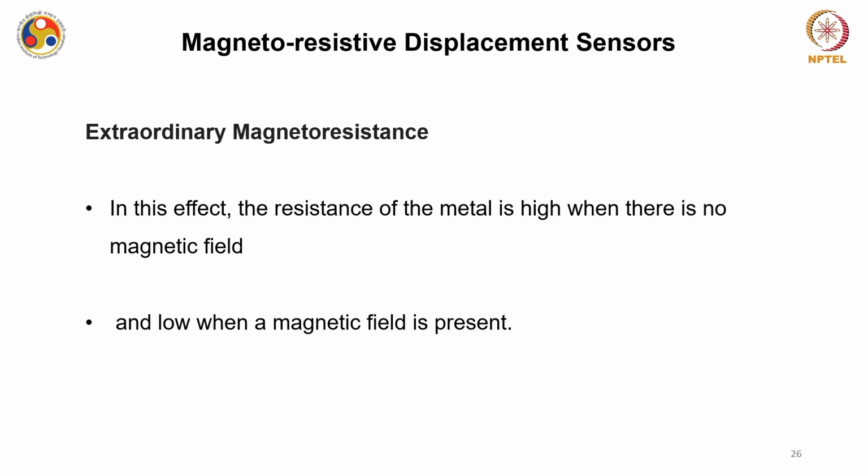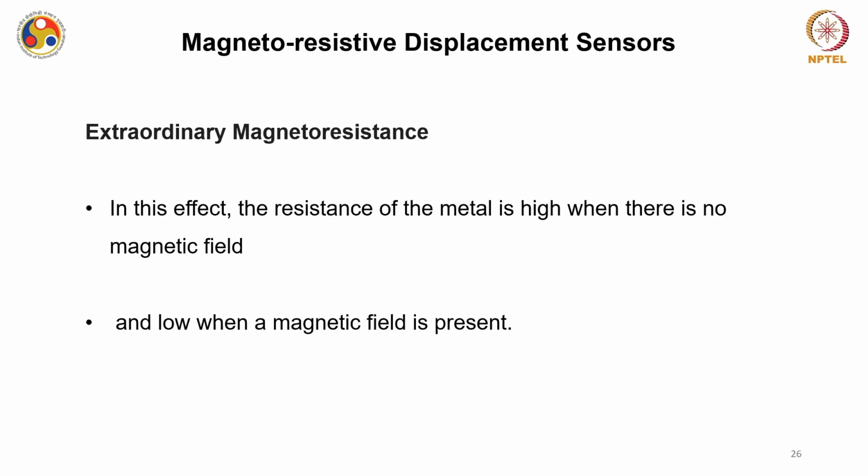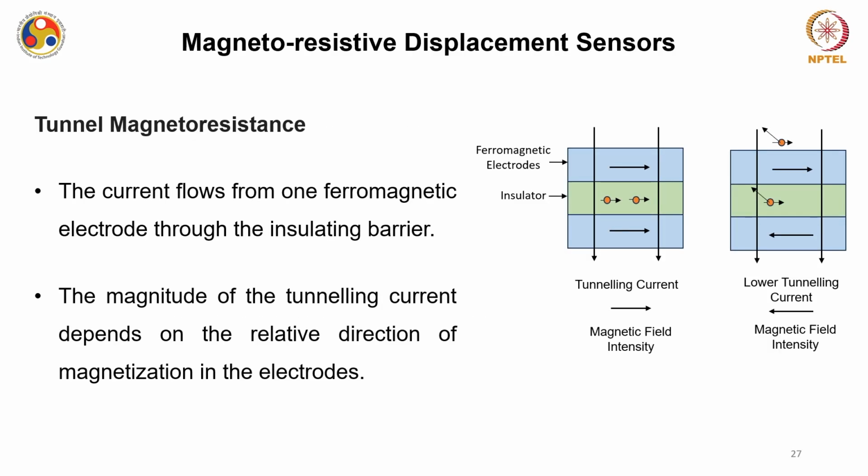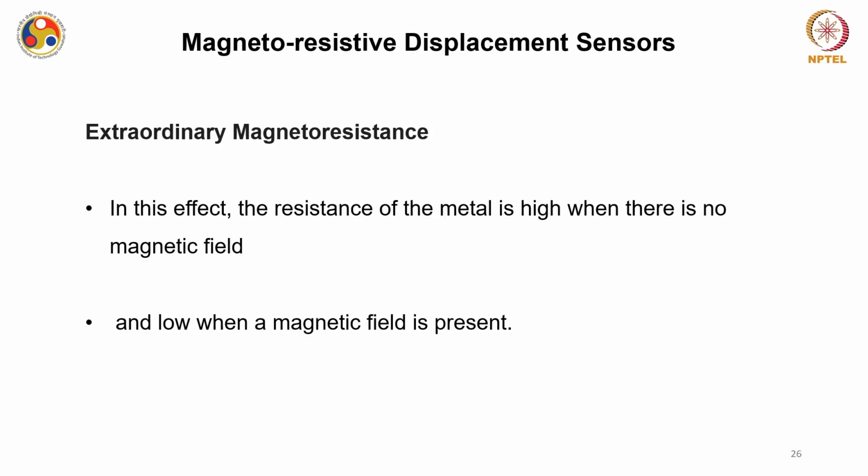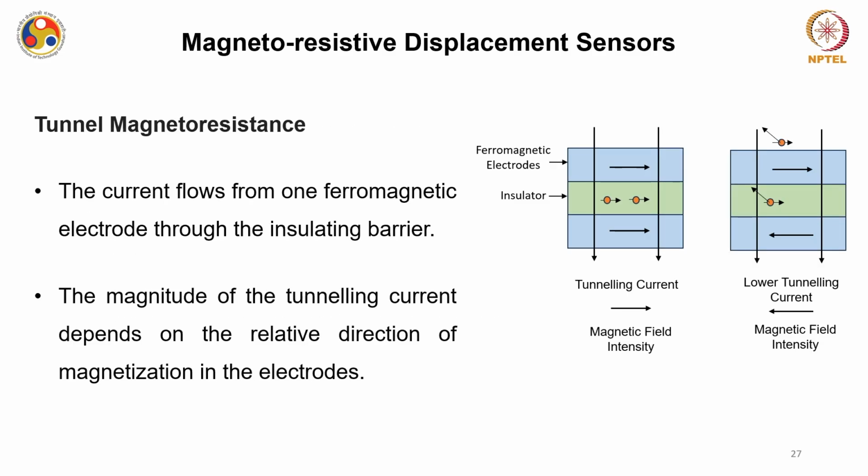In this effect, the resistance of the metal or semiconductor, mostly a metal-semiconductor hybrid kind of material, is high when there is no magnetic field and low when a magnetic field is present, and this change is also very high. Then you have tunnel magnetoresistance. Again, since tunneling is involved, it is also a quantum effect.